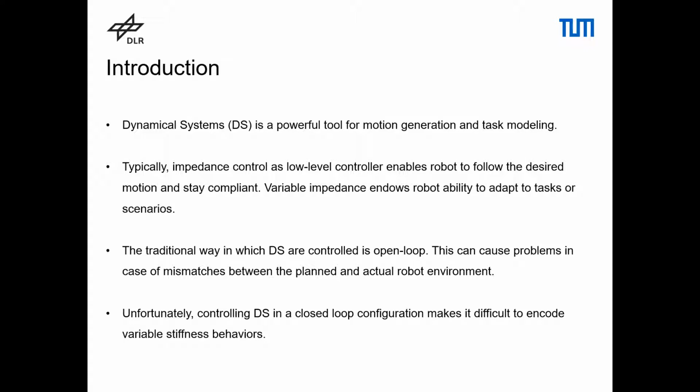Typically, as a low-level controller, impedance control would enable the robot to follow the desired motion while ensuring a safe and compliant interaction. With the possibility to vary the impedance parameters, the robot can adapt to different task scenarios and requirements. The traditional way of controlling the robot to follow a desired motion is typically in an open-loop configuration.